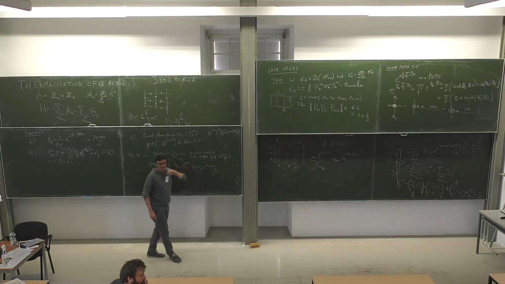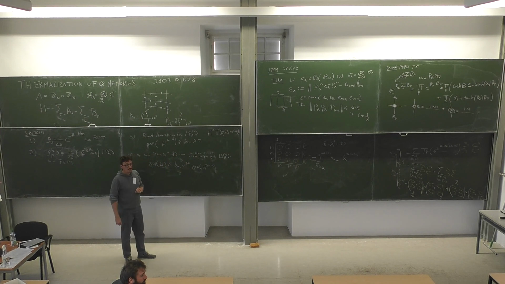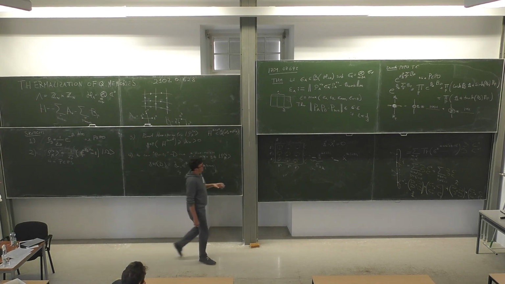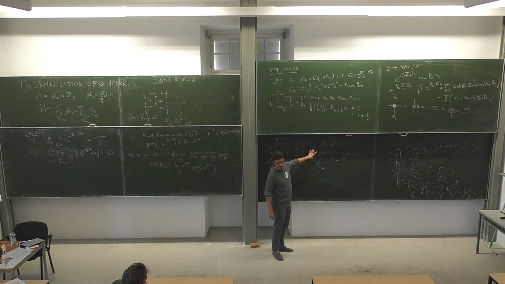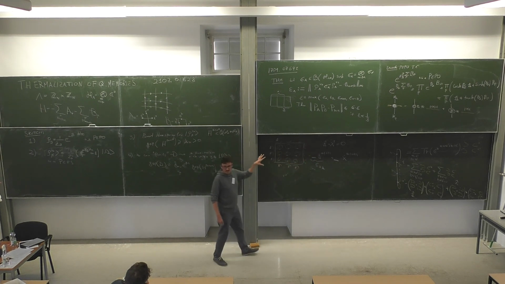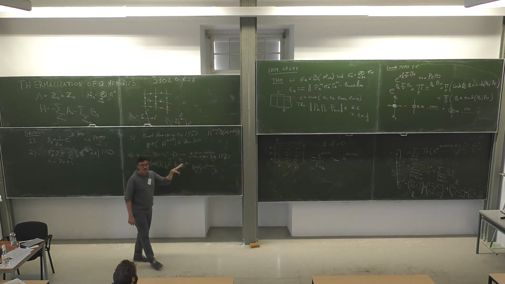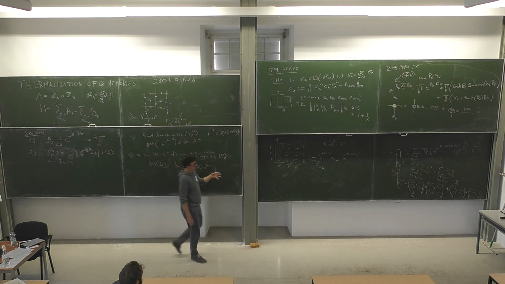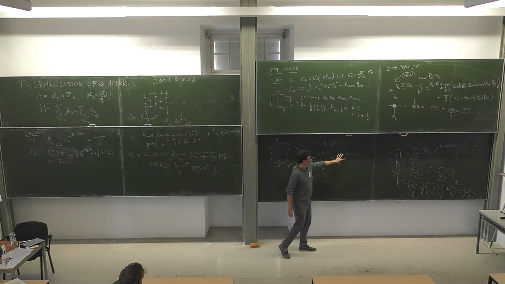And this works fine at finite temperature. The constants will depend on beta. We will have a hyperbolic tangent appearing, but it's smaller than 1, and so as soon as beta is finite, this term will go to 0 exponentially fast.